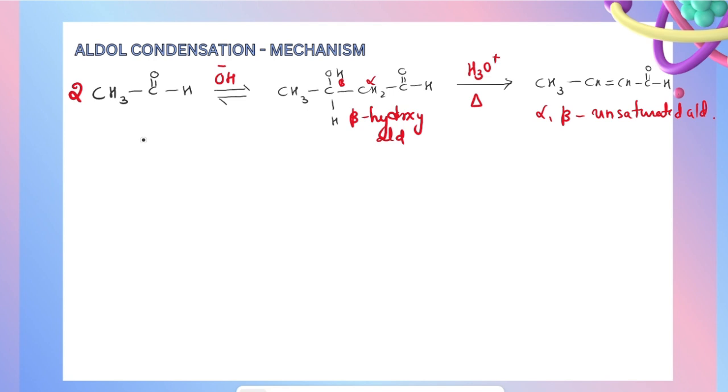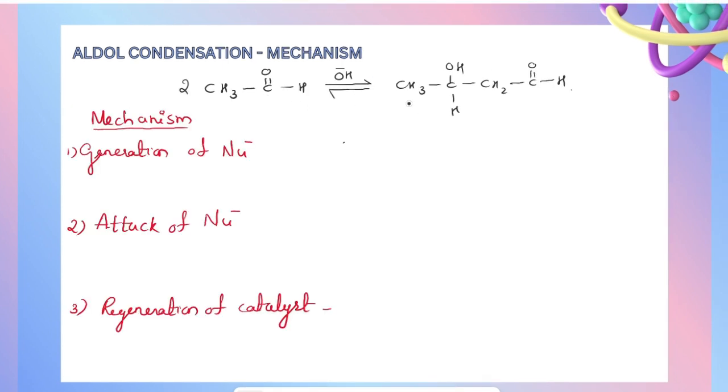Now let's write the mechanism. For the aldol addition reaction as shown here, there are three steps involved in the mechanism. The first step is generation of the nucleophile, then attack of the nucleophile, then regeneration of the catalyst hydroxide ion. So let's see the generation of the nucleophile first. Nucleophiles are electron-rich species. They attack electron-deficient species like a carbonyl group.